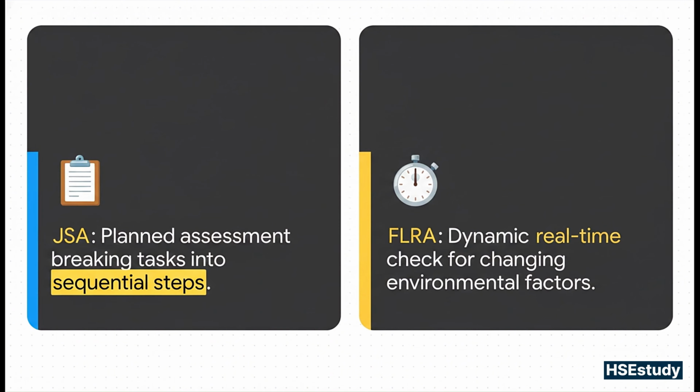Contrast that with the field-level risk assessment, which you probably know as a Take 5 safety check. This one is totally dynamic. It's done right there on site right before the work starts, specifically to catch changing environmental factors, like a sudden downpour or a new construction crew working overhead. You need the JSA to set the baseline safe method, but you absolutely need that Take 5 safety check to deal with the real-world reality of the site on any given Tuesday.